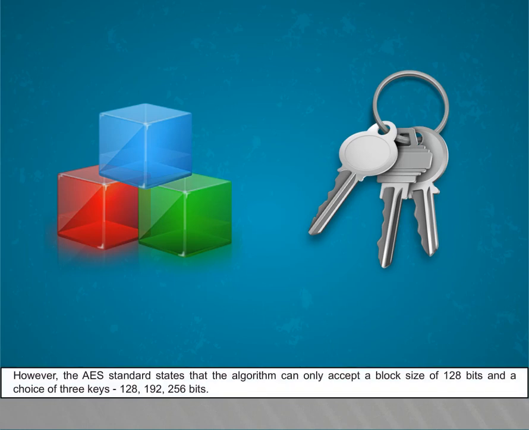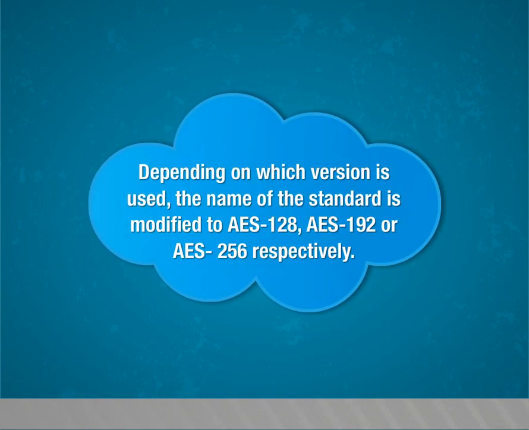However, the AES standard states that the algorithm can only accept a block size of 128 bits and a choice of 3 keys, that is 128, 192, 256 bits. Depending on which version is used, the name of the standard is modified to AES 128, AES 192 or AES 256 respectively.